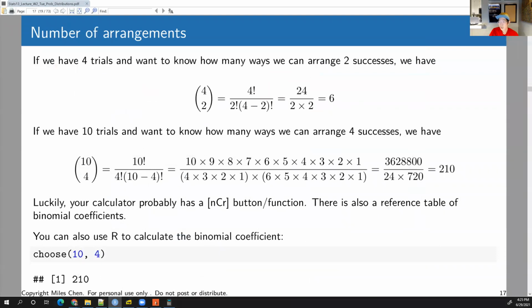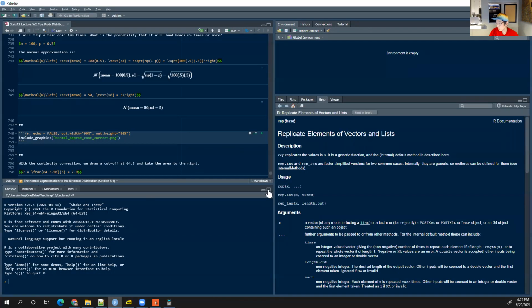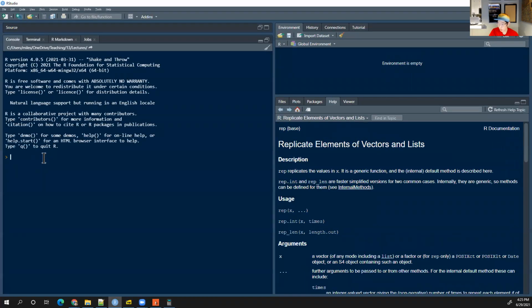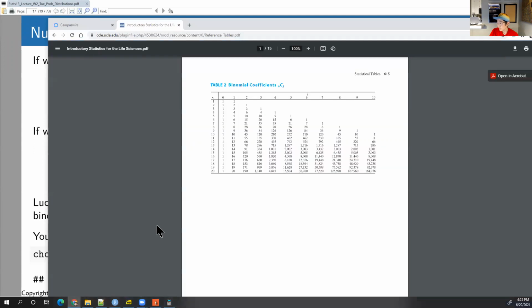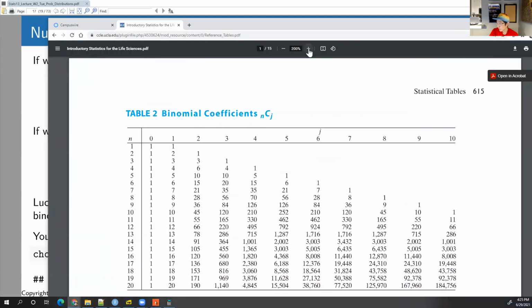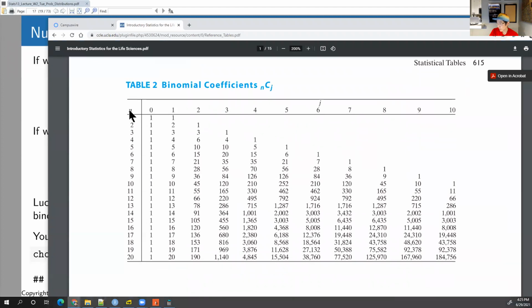In R, you can zoom in a little bit. You can do choose 10, 4, and that will give you 210. And then also on CCLE, there are reference tables. And in the reference tables, your first one is the binomial coefficients, and you can go n is 10 and choose j. 10 choose 4 is 210. Okay, right there. And so there are lots of ways to get these binomial coefficients. You can do 4 choose 2 is 6 and things like that.